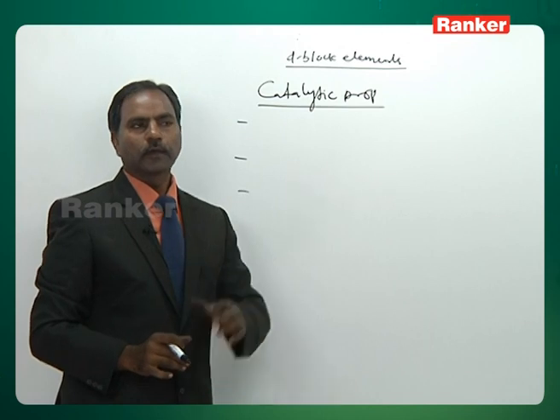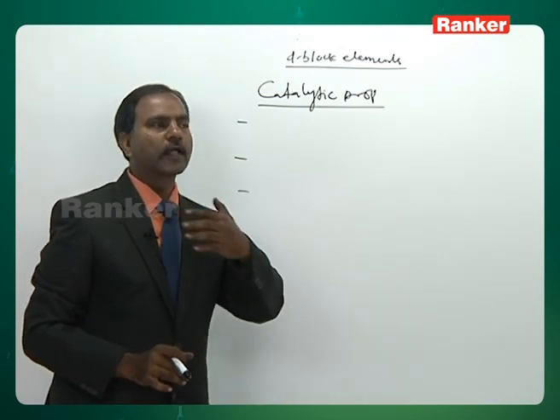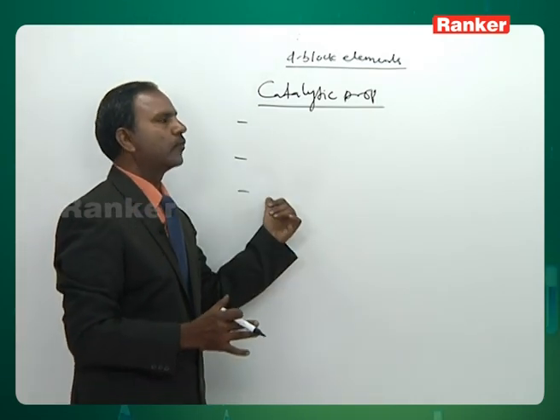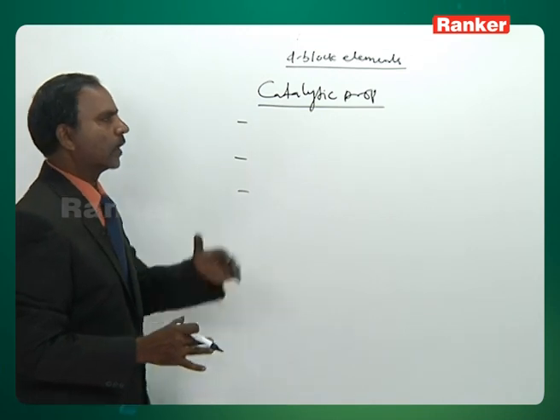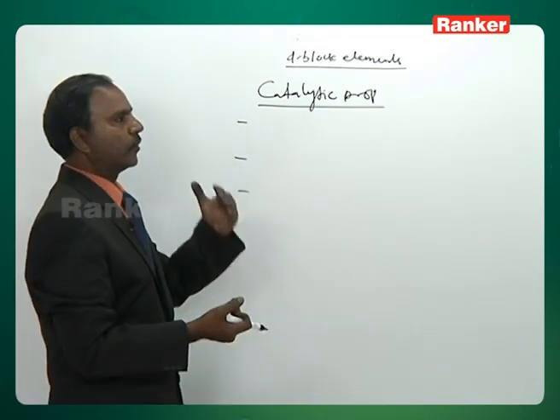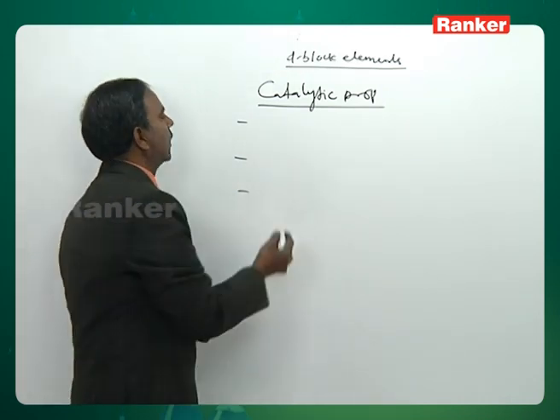Absorbed and transmitted colors. Now, consider X color is absorbed, Y color is transmitted. Once Y color is absorbed, definitely it is transmitting X color only. There is a relationship between absorbed and transmitted color. X is absorbed, Y is transmitted. Once Y is absorbed, X is transmitted.